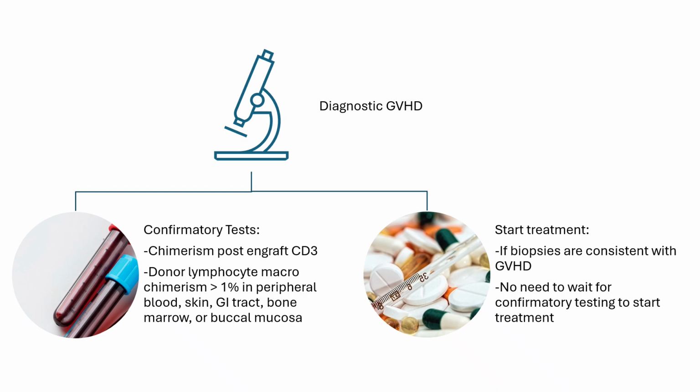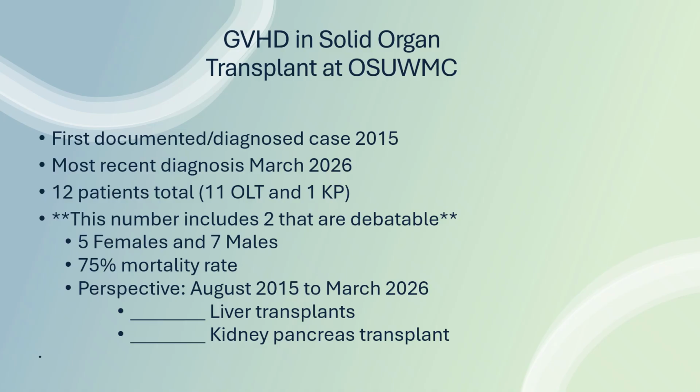And when we start treatment, we want to start treatment if biopsies are consistent with graft versus host. Again, a lot of these biopsies are going to say graft versus host versus something else, which is kind of how you list out a differential diagnosis. So we do want to start treatment if our biopsies are consistent with it. We don't need to wait necessarily for these confirmatory tests on the left. If we have biopsies and we have the other signs and symptoms, we can go ahead and start those steroids.